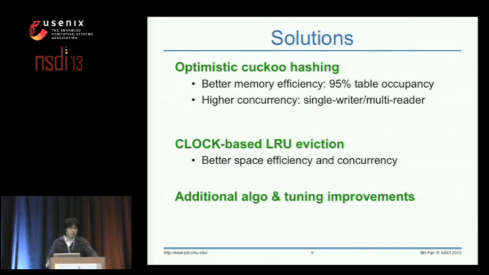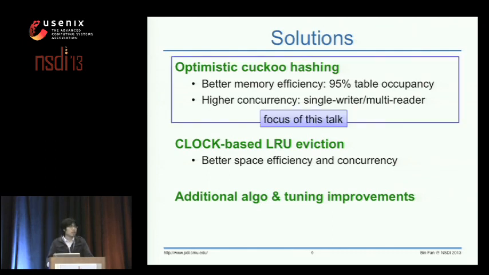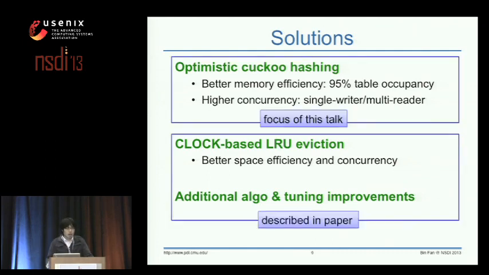So our solution comes from a set of optimizations. The first, we try to come up with a better hash table as the key value index. And we come up with the solution called optimistic cuckoo hashing. By using this hash table, we achieve very high space utilization. Essentially, 95% of the table space can be utilized. And also, it supports high concurrency under read-heavy workloads. So this is going to be the focus of this talk.